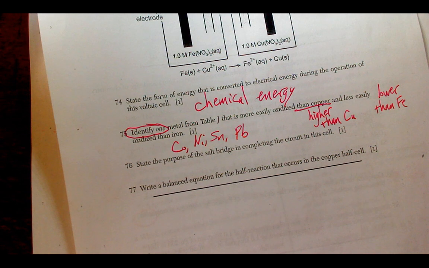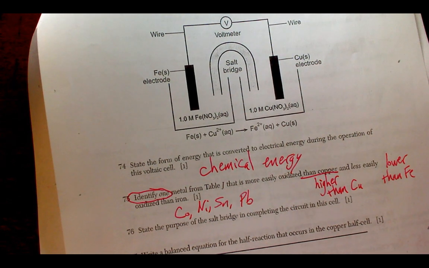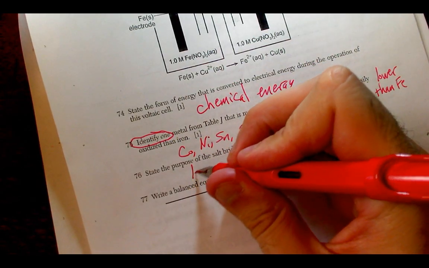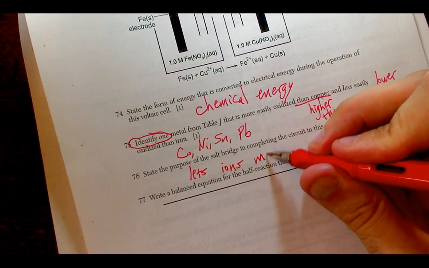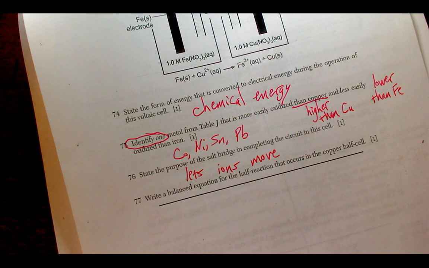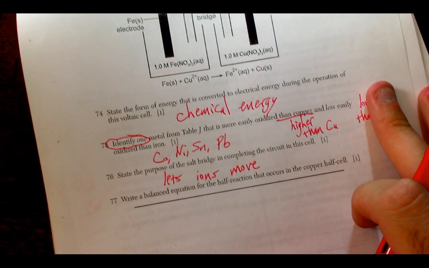76 says, state the purpose of the salt bridge in completing the circuit in this cell. What is the salt bridge there for? Salt bridge is there to let ions move. It lets ions migrate or move. And I'm going to leave it as simple as that. I'm not giving any more detail about where they're going, where they're coming from, just ions can move through the salt bridge, that's it. Electricity moves through the wires, electrons move through the wires, ions move through the salt bridge.